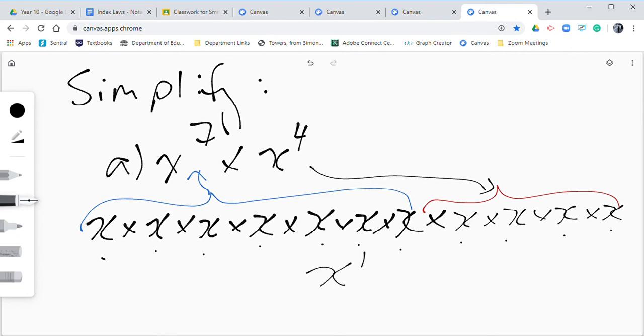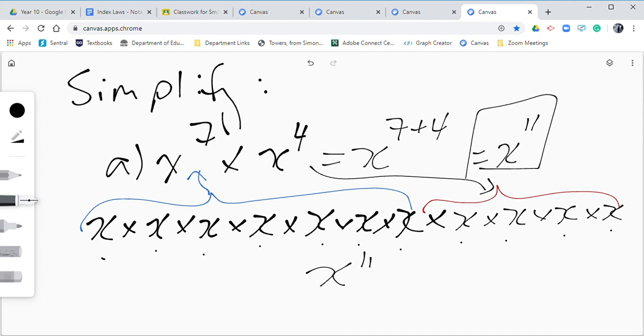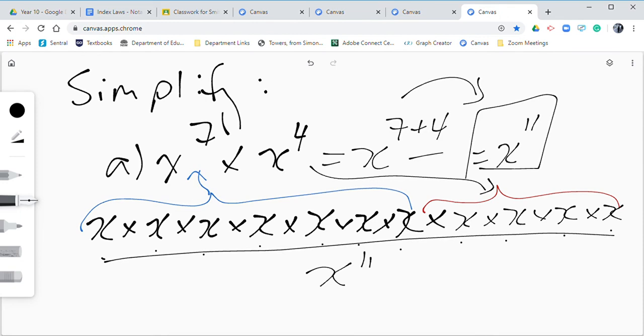So there's a shortcut to do this. So what I do is I do x, and I go 7 plus 4. And what is 7 plus 4 equal to? 11. So that would be the shortcut method right there. You do not need to draw it all out, but I'm just showing you how this rule works and why it works, why you can just add the exponents when multiplying.